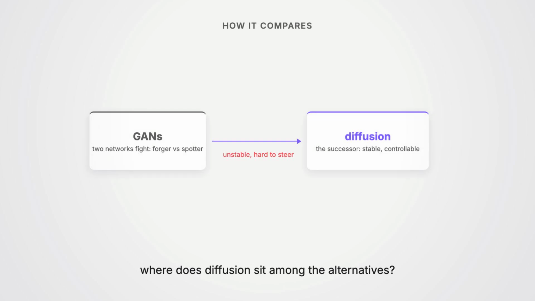Where does diffusion sit among the alternatives? Before it, the leading image generators were GANs, where two networks fight, one forging images and one trying to spot fakes. GANs could be brilliant but were notoriously unstable to train and hard to steer, and for general text-to-image, diffusion largely overtook them by being more stable and more controllable.